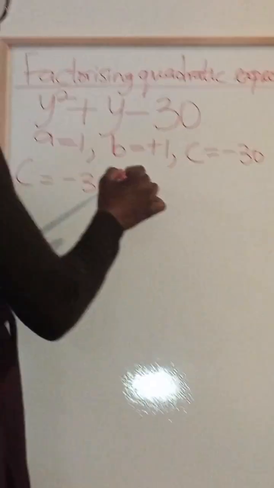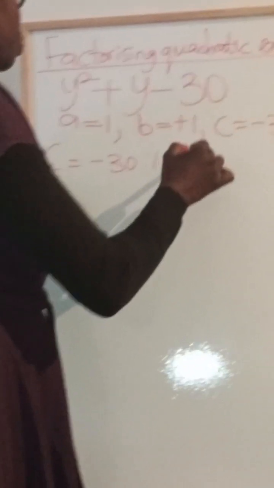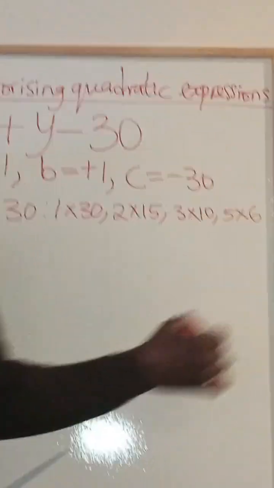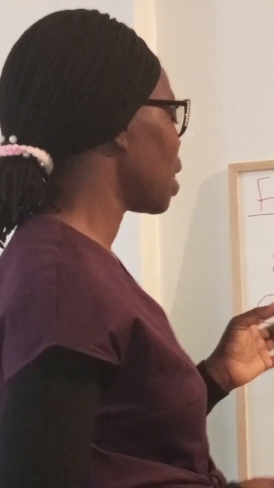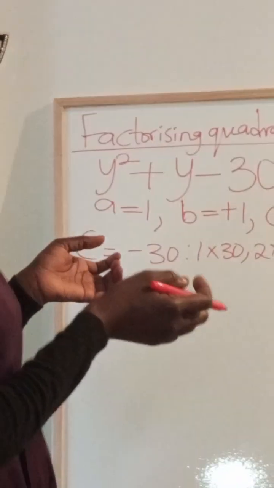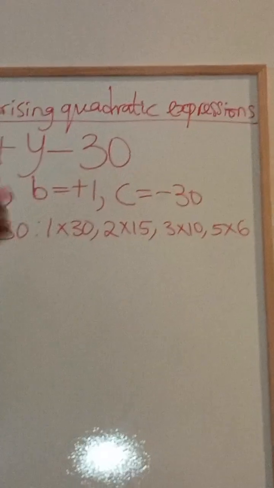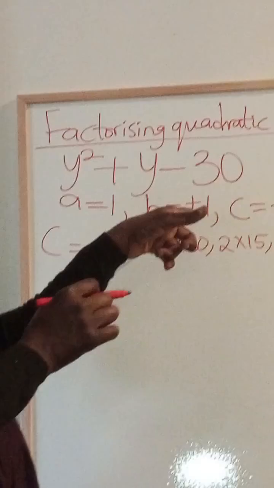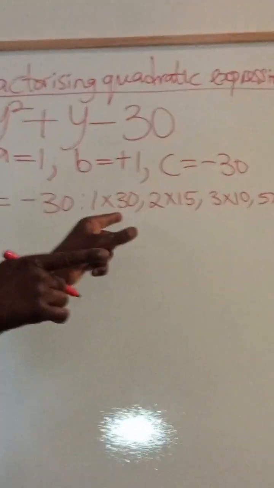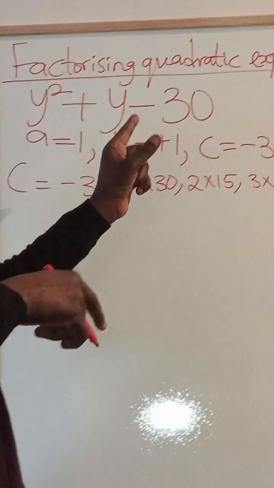And we can start by 1 by 30, 2 by 15, 3 by 10, and 5 by 6 as the factors of 30. Now, if we look at sets, we're going to pick the one that the addition or the subtraction gives plus 1. If we look at 1 and 30, either addition or subtraction cannot give us plus 1.